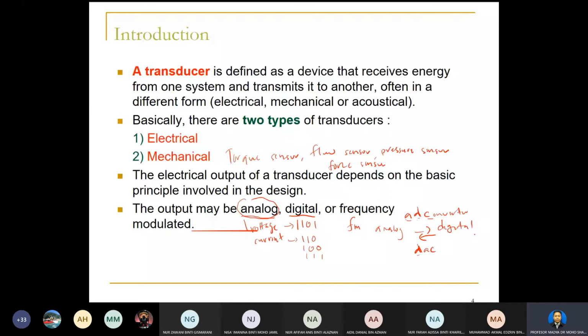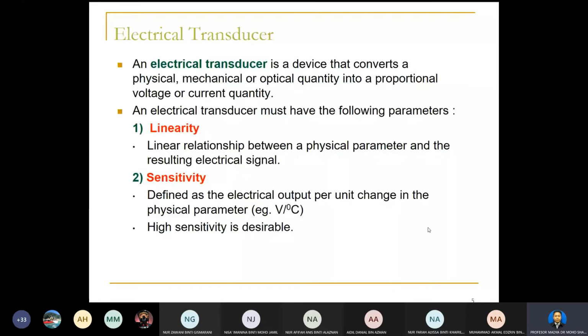Next, an electrical transducer is a device that converts a physical, mechanical, or optical quantity into a proportional voltage or current, as I mentioned. So the analog output is either voltage or current. Power is also a quantity, but power is actually a combination of voltage and current. That's why the basic quantities are voltage or current.